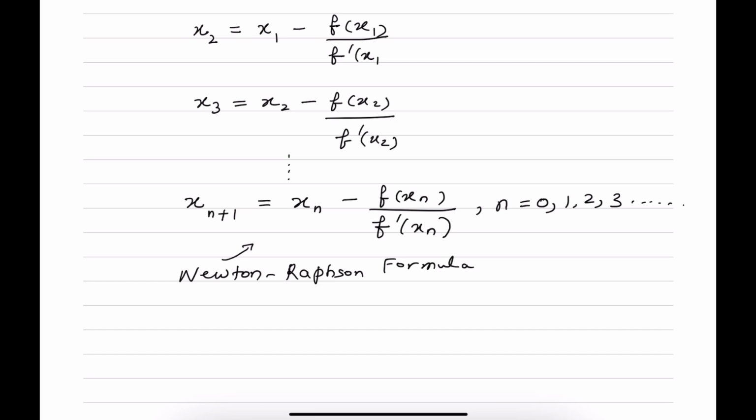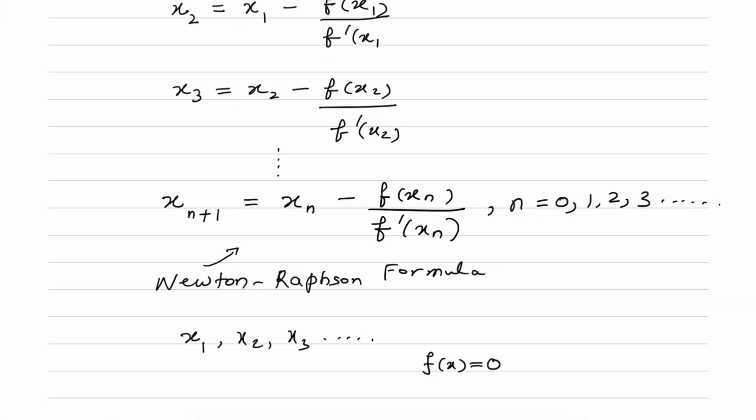So using this Newton-Raphson general formula, we will find different x's, x1, x2, x3, and so on, and one of these x's will be the root of the equation f of x equal to 0. In the next video, we shall try a question where we have to find the root of an equation by using this Newton-Raphson method.